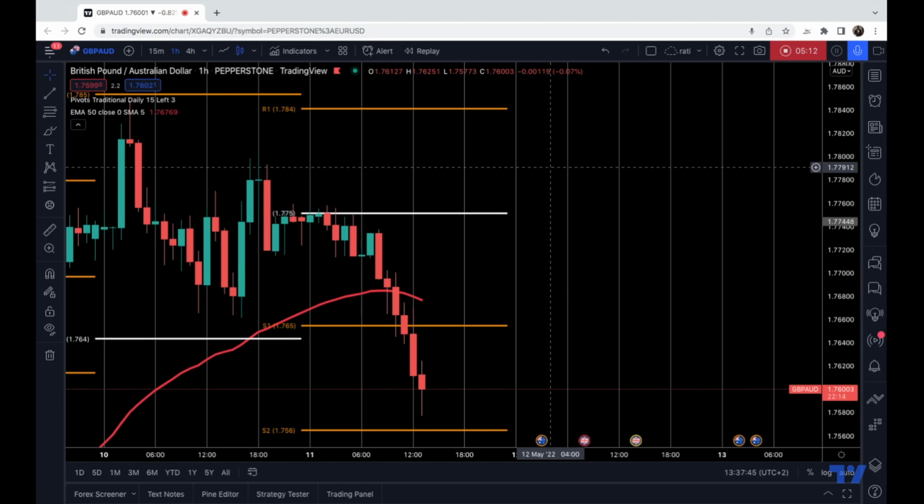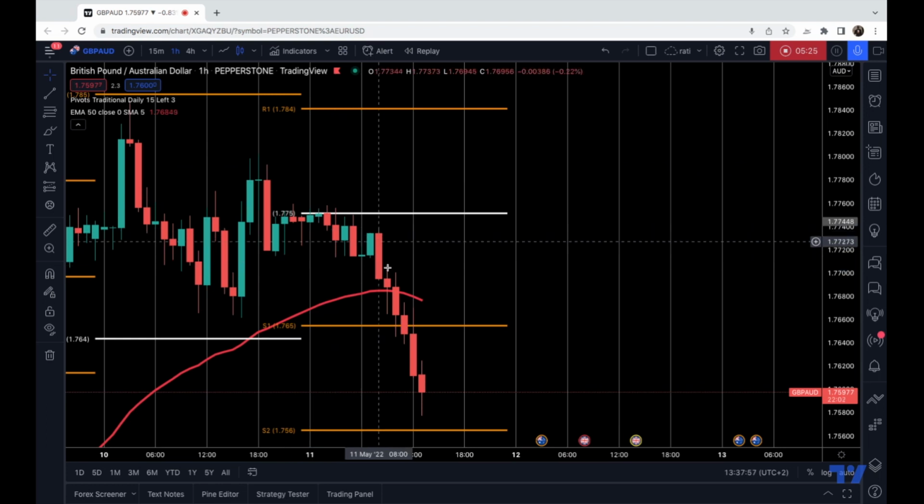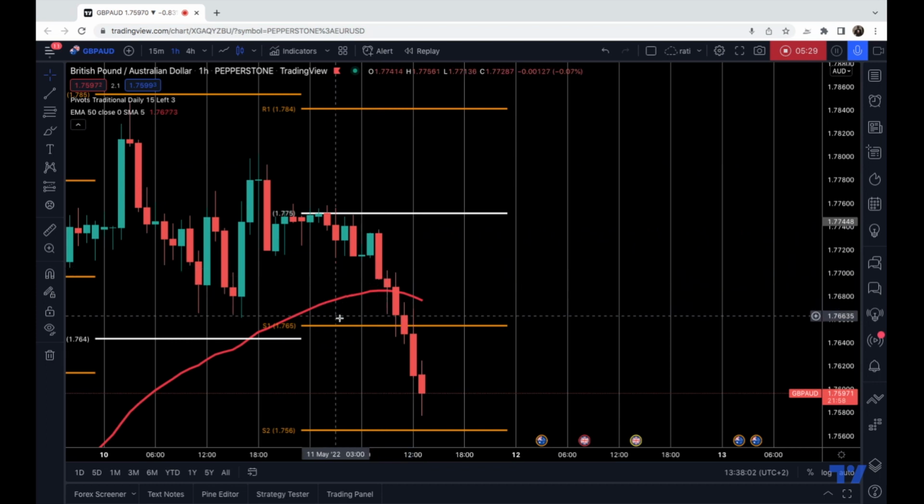Another great example here is on pound AUD, where we can see that price started the day off below the pivot point. Even though it was in between the moving average, it's now tested that moving average and it's actually broken that moving average. It's also broken the S1 support. So we can see now that price is starting to make a downward movement.